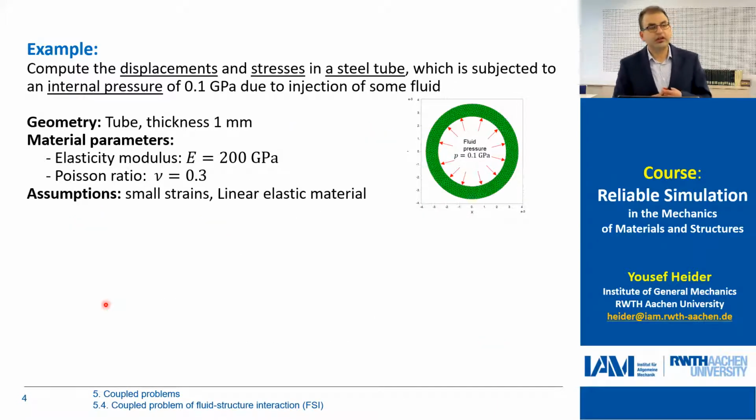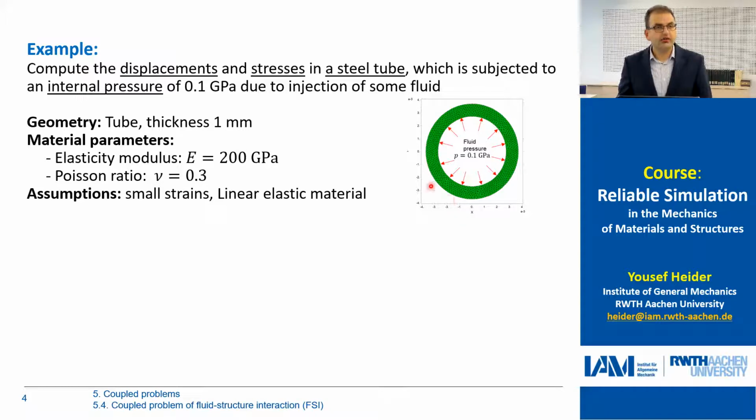I will give you here an example. So assume that we have such a structure, which is maybe a pipe. It's a solid material made of steel, and we would like to compute the displacement or the deformation of this pipe, and also the stresses, which result from a kind of internal pressure. And this internal pressure comes from some kind of fluid which is injected inside this pipe and causing this pressure, which is uniformly distributed. So the pressure is always normal to the surface.